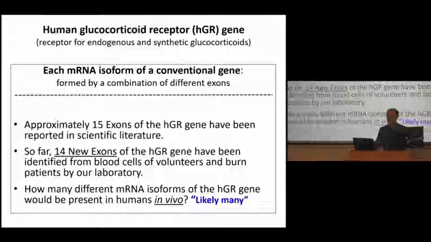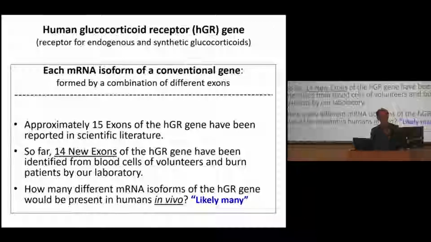One of the uniqueness of our finding is that we did not look at any cell lines. We only looked at volunteers, and also at samples from burn patients from UCD Medical Center and Shriners Hospital. Maybe that was the reason why we were able to find more exons, because we are looking at the real human population, not just cell lines. So if you ask me how many messenger RNA isoforms will be found from the glucocorticoid receptor gene, I can answer that likely many, but I don't know how many. So we expect that we'll find more exons.